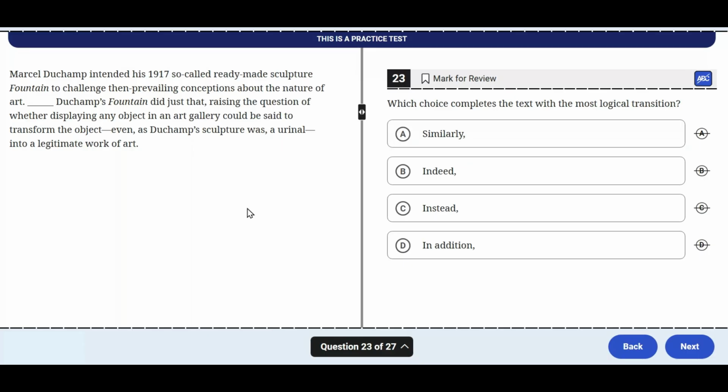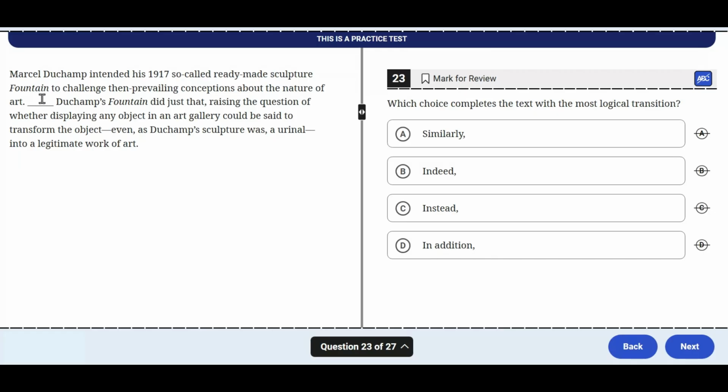Marcel Duchamp intended his 1917 so-called ready-made sculpture Fountain to challenge then-prevailing conceptions about the nature of art. Blank. Duchamp's Fountain did just that, raising the question of whether displaying any object in an art gallery could be said to transform the object, even as Duchamp's sculpture was a urinal, into a legitimate work of art. So what's the relationship between these two sentences?